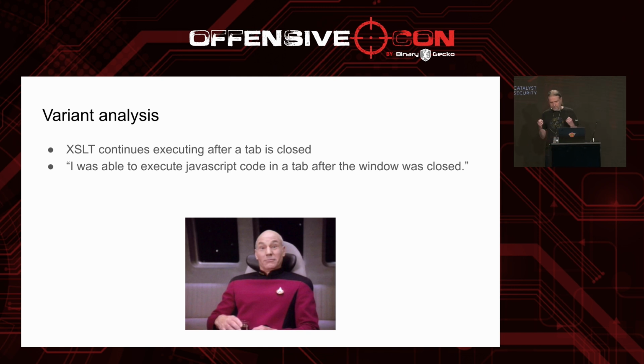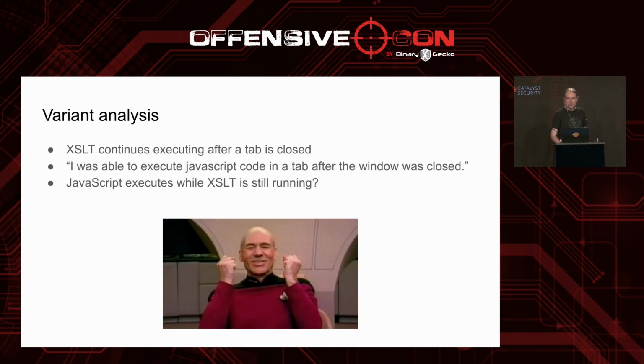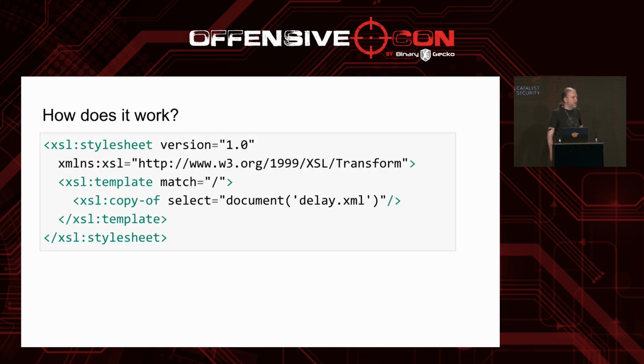right? If XSLT still running is what is preventing the process from exiting, and if they can run JavaScript during that time, does that mean they can run JavaScript during transformation? Because I can tell you for sure that the XSLT processor was not implemented with JavaScript running at the same time in mind, especially JavaScript running in the same context. But it turns out this was exactly what was happening. So let's take a look at how that works.